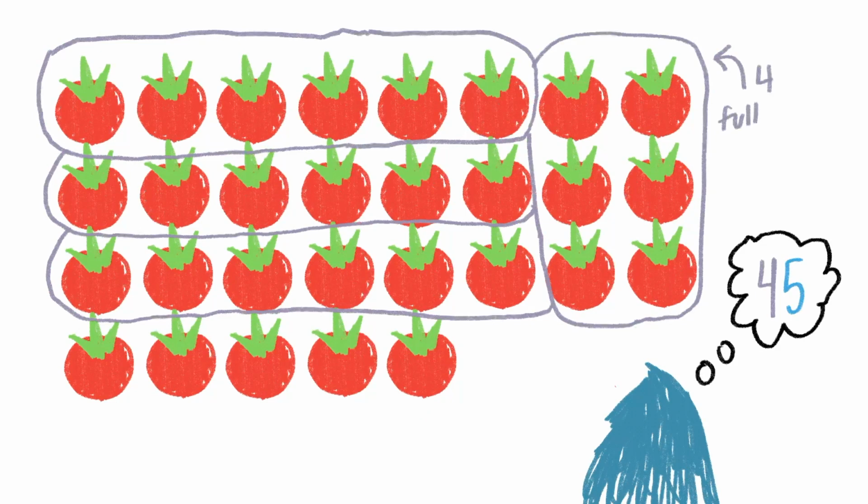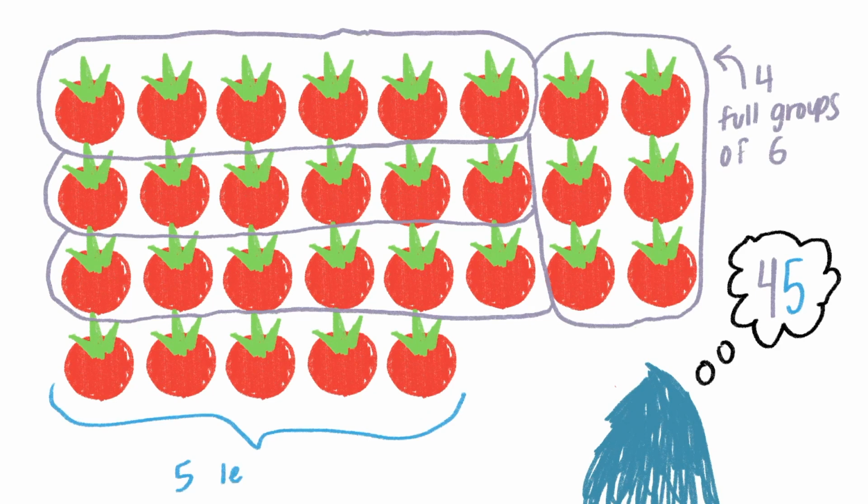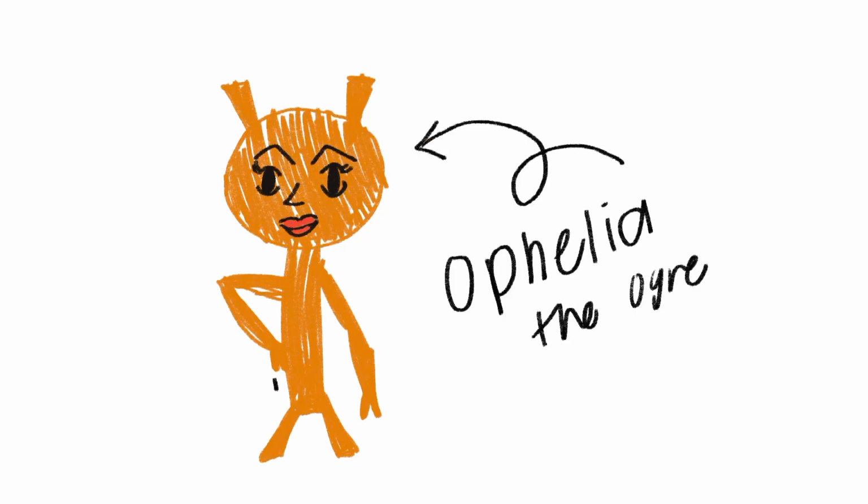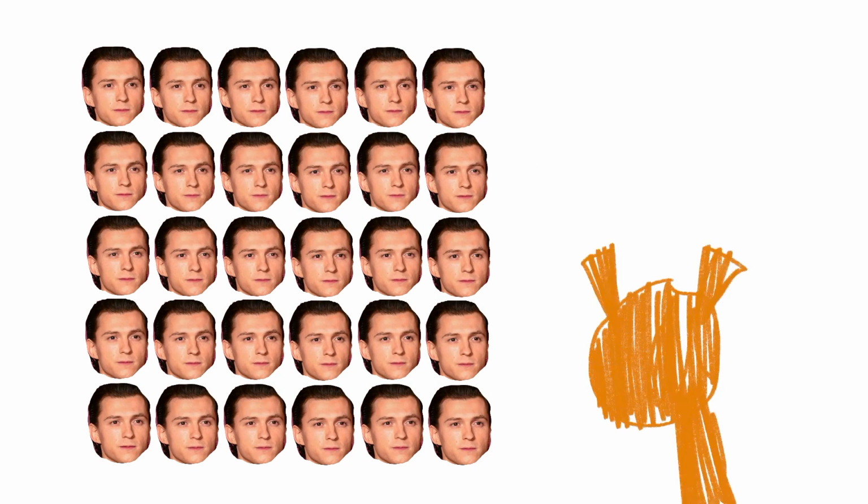We can ration the tomatoes into 4 full groups of 6 and 5 left over. For future reference, remember to place the base number on the bottom right so we don't get confused on what base we're in. Okay, so let's introduce a new creature. Ophelia the ogre has 4 fingers total, so she can count in base 4. How many Tom Hollands can we count if we're in base 4?